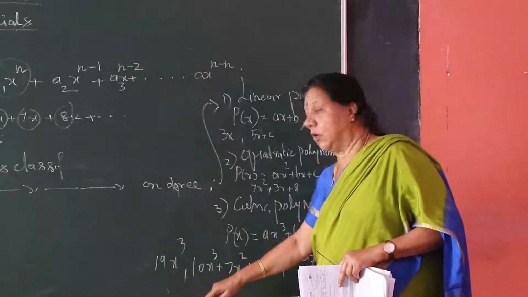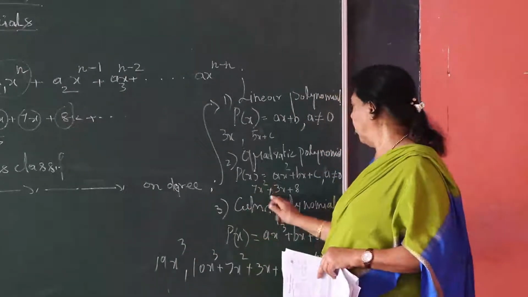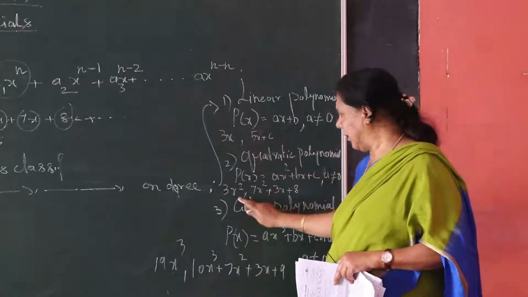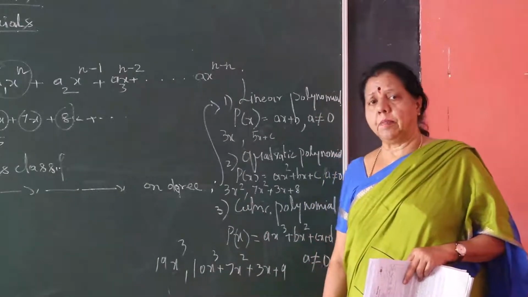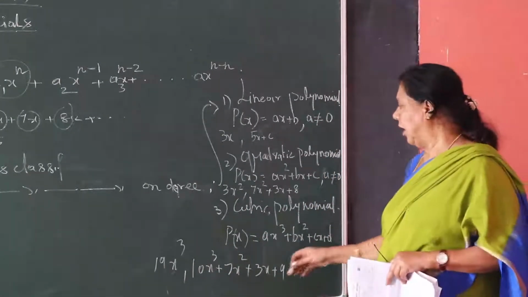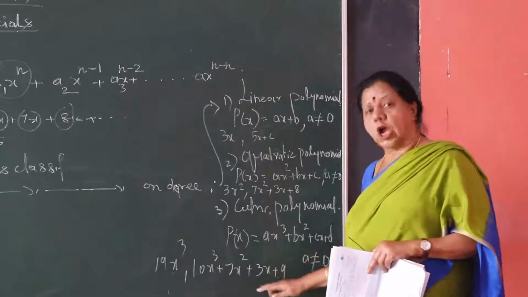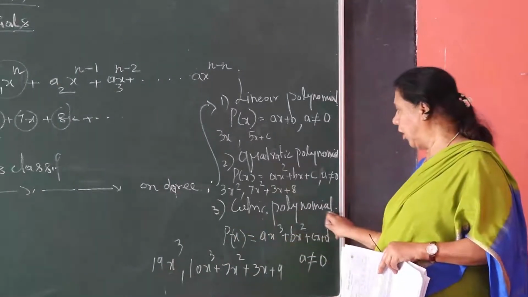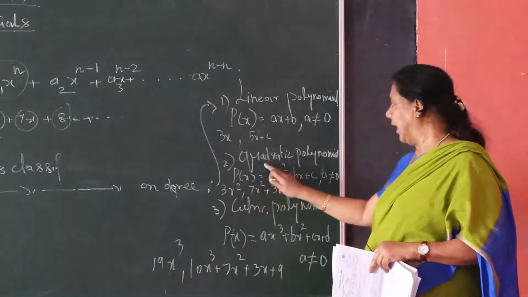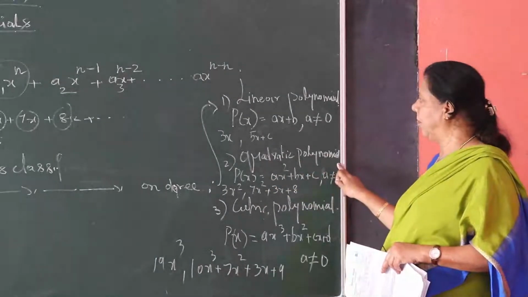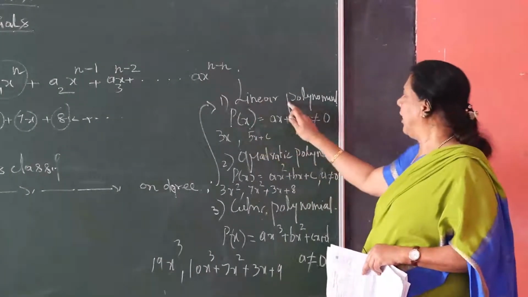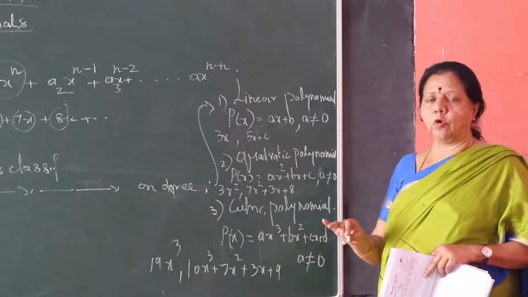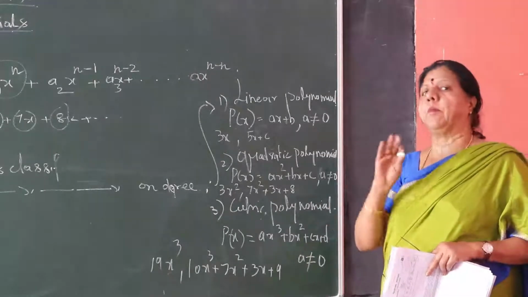Many terms are not required. It is based on the power. Here also 3x square, 3x cube. Recall the examples. The degree is 3. That is why we call it a cubic polynomial. The degree is 2. That is why we call it a quadratic polynomial. The degree is 1. We call it a linear polynomial. Did you follow, children? Linear polynomial, quadratic polynomial, cubic polynomial.